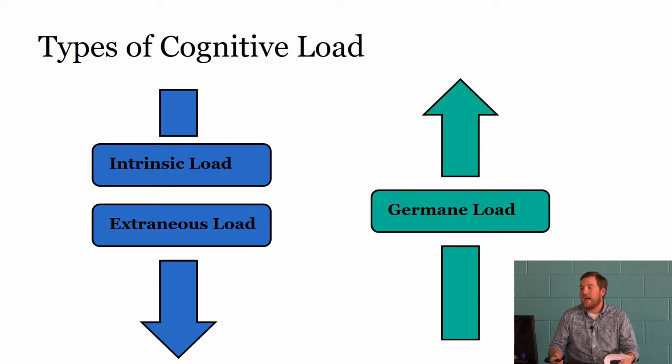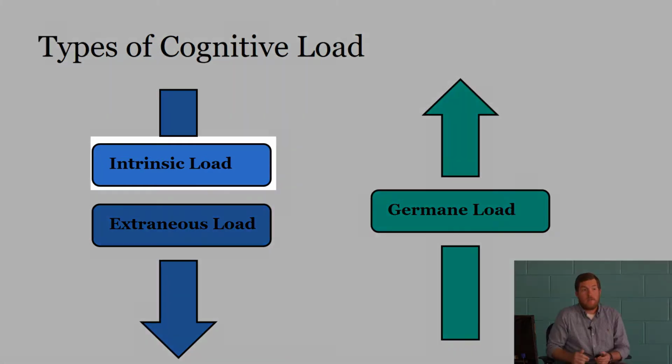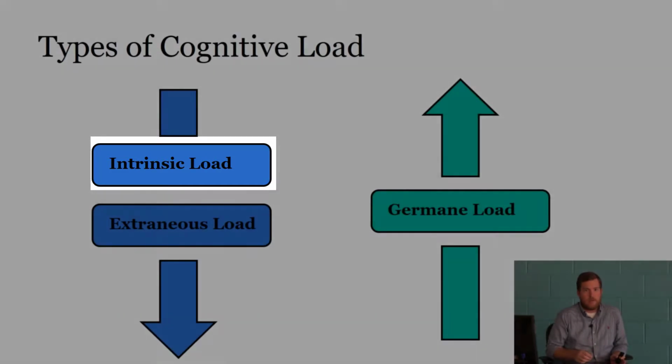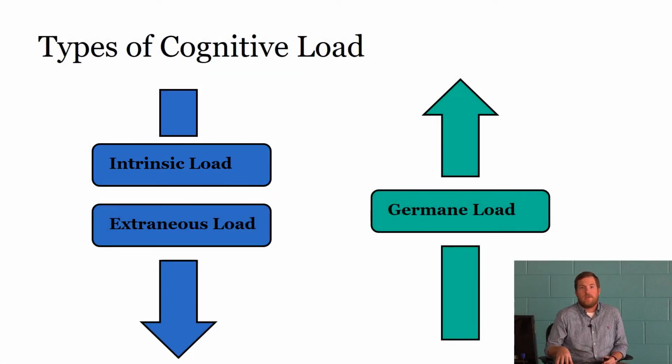And there are three different types of cognitive load: intrinsic, extraneous, and germane. We'll look at each of those briefly here. Intrinsic load is just inherently how difficult something is. So physics is going to be intrinsically more difficult than algebra. Microbiology is intrinsically going to be more difficult than physical science. So it's just the inherent complexity of the subject matter that you're teaching.